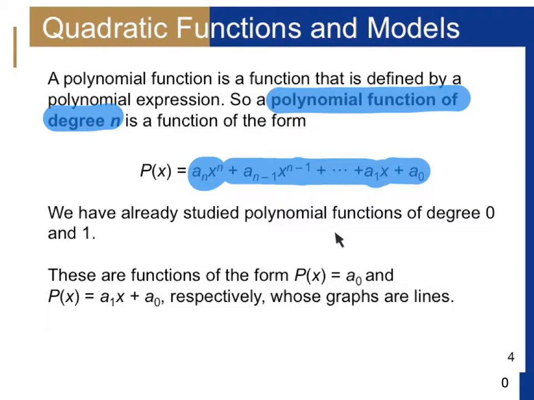Some have degree 0, so we could just have a number like p of x equals 2. That would be a degree of 0. That means we have x to the 0. That's the highest power of x. Remember, that's a flat line. And then let's say we have a linear function which might look like 3x plus 2, where a1 would be 3 and a0 would be 2. That would have a degree of 1. The highest power of x is 1.